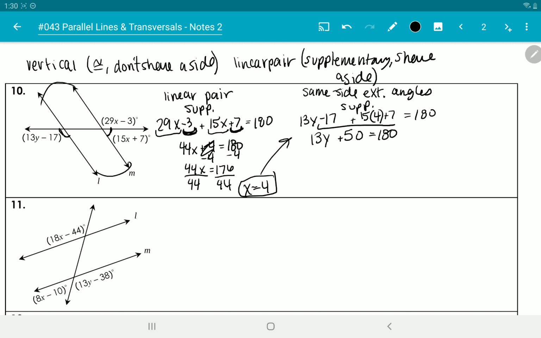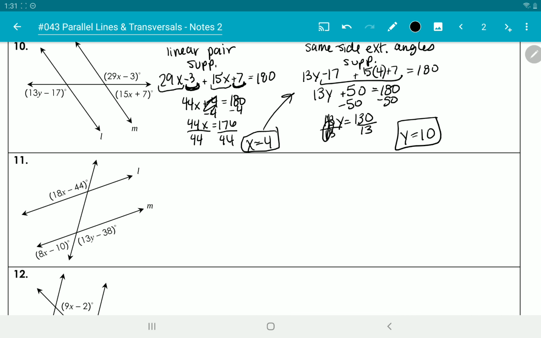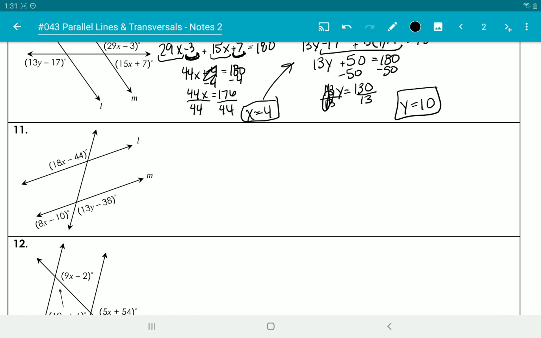Now we're going to subtract that 50, giving us 13y is equal to 130. And then if we divide by that 13, that's going to give us that y is equal to 10. So again, start out with the ones that have the same variable, solve for that variable, and then plug it in to one of those in order to find the other variable.